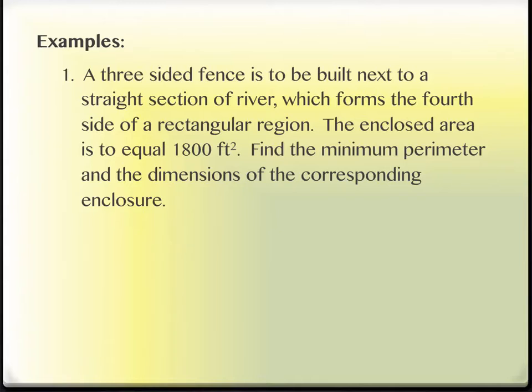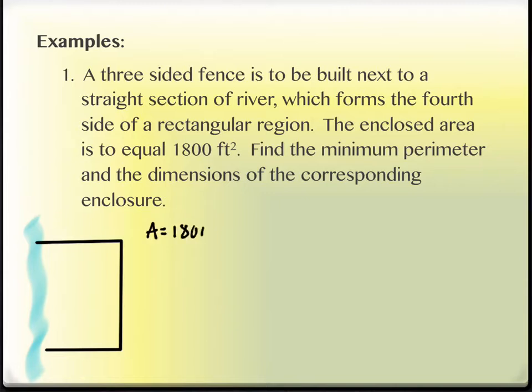So we have a 3-sided fence that we're going to build next to a straight section of river, which forms the 4th side of a rectangular region. So it just begs for a picture right there when we stop with the first sentence, right? So you're going to draw your river, like I drew my lake last time with our fishing situation. There's my river. And I'm going to have a length and a width to form a rectangular region beside it. Okay? Nothing about scale appropriate, it's just an image. It says that the enclosed area, right, my area, is supposed to equal 1,800 square feet.